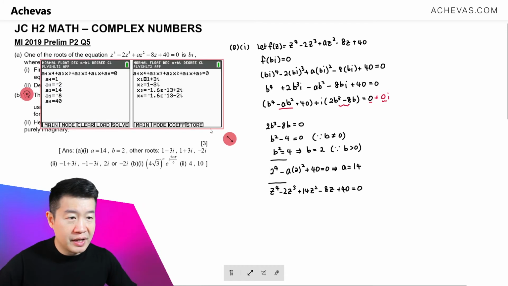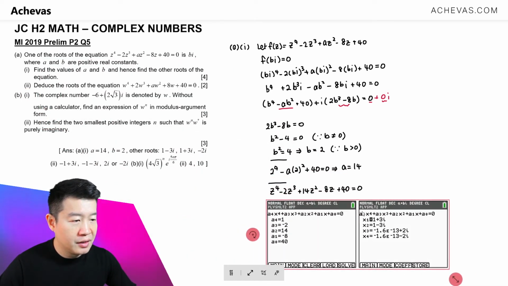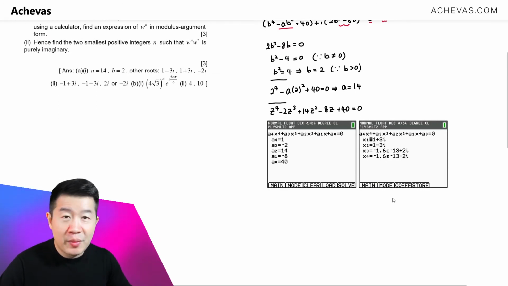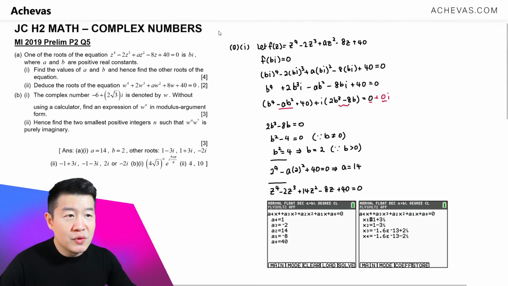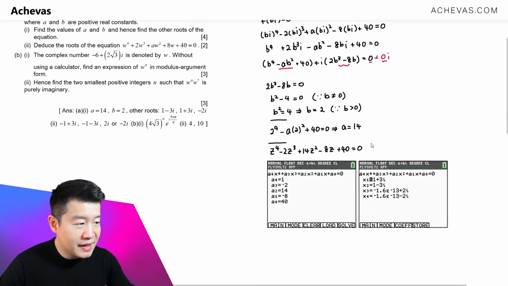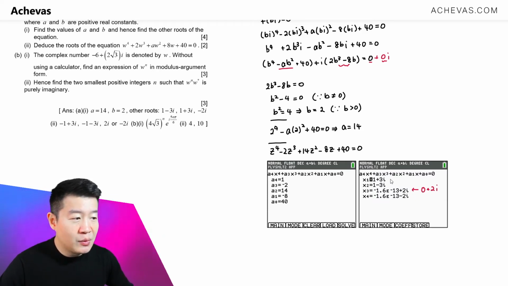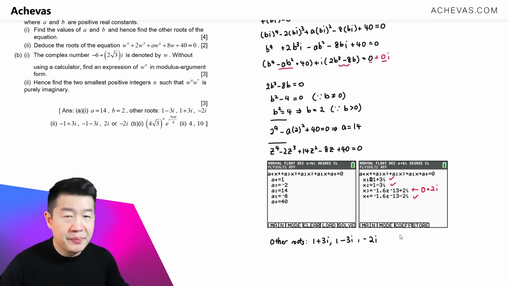So from my calculator, I will be getting this. Okay, so I've gotten this from my calculator. And since one of the roots is bi, and bi is actually this thing here. bi is this, because this represents 0 plus 2i, which is the bi. So what are the other roots? The other roots will be this, and this. So this will be my answer. What are the other roots? So the other roots that the question is asking for will be 1 plus 3i, then 1 minus 3i, and we have a 2 minus 2i. That's my answer.